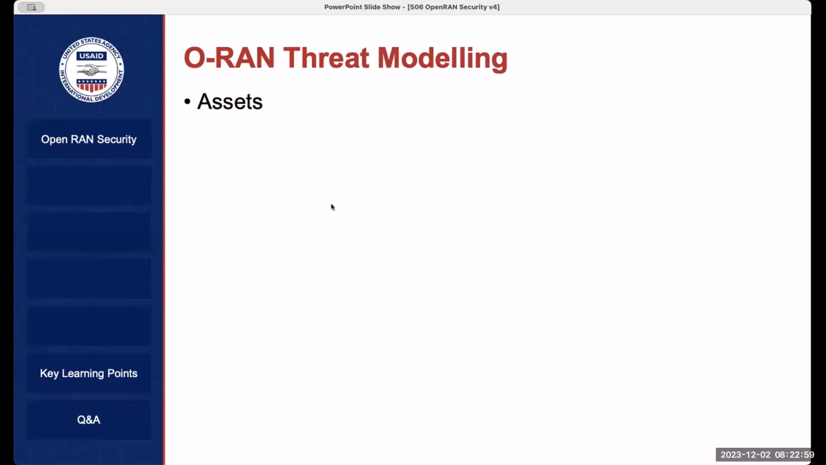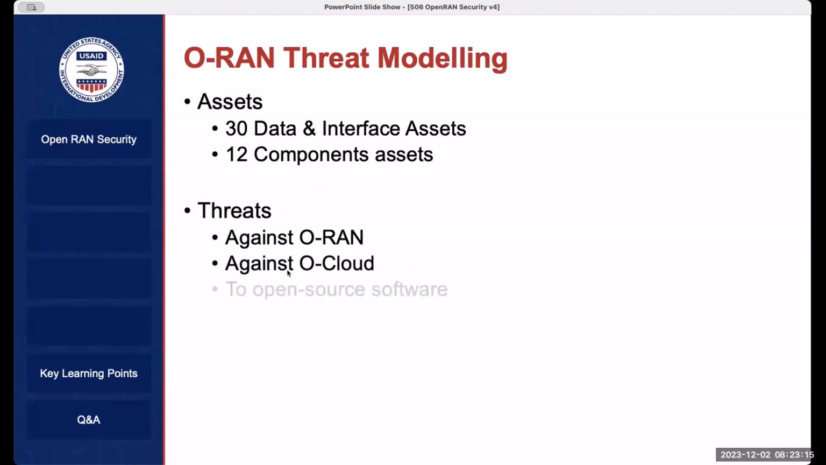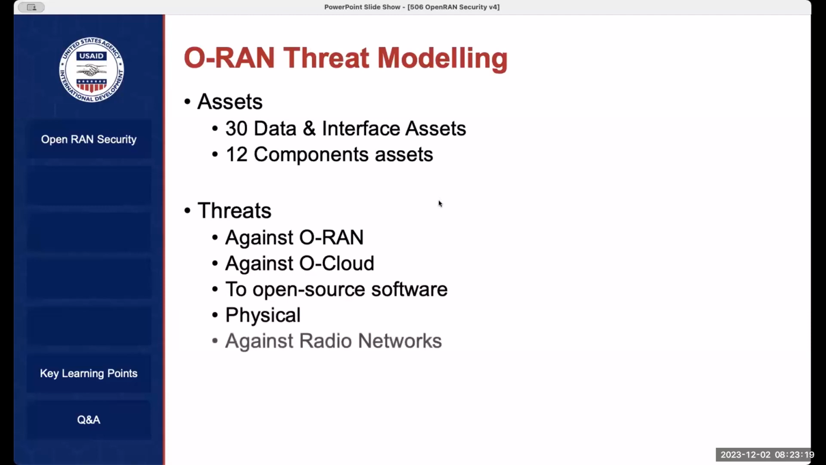Now for the threat modeling, we are identifying assets and threats. For assets, we have 3 data and interface assets and 12 component assets. Then threats against it: ORAN, OCloud, of course the open source software, physical attacks against radio networks, and this one is a bit new, I would say: the attack against machine learning.